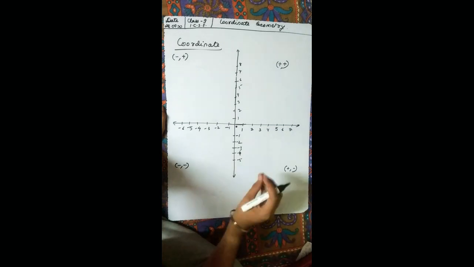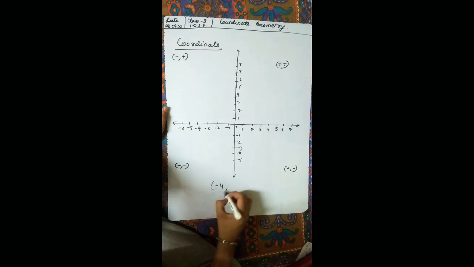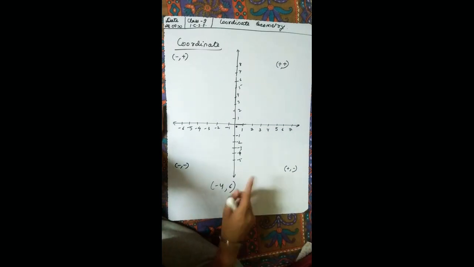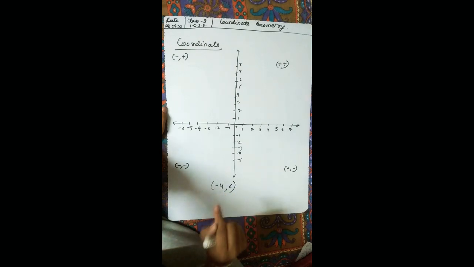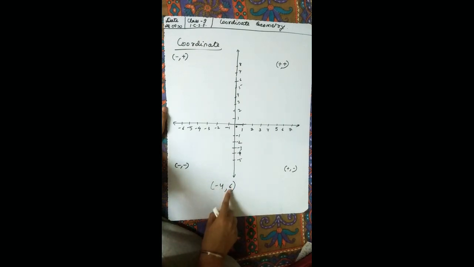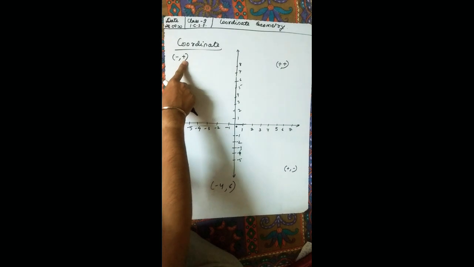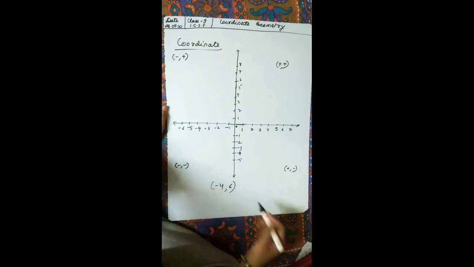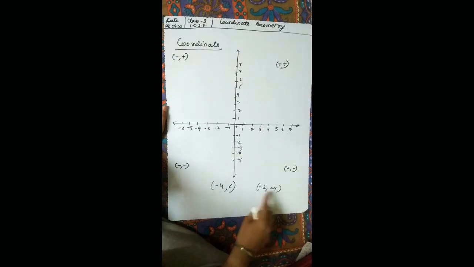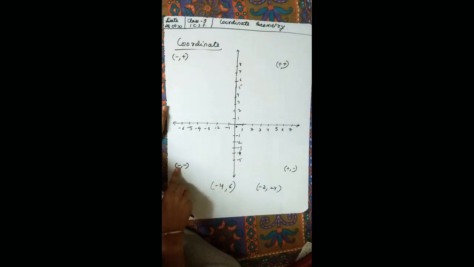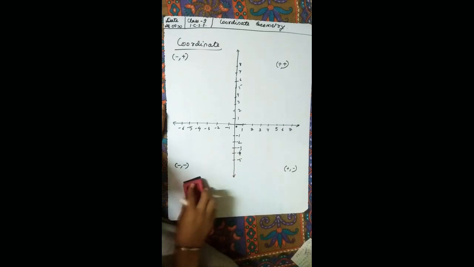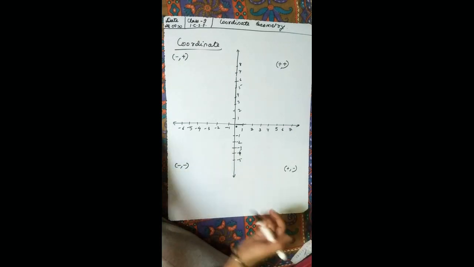Say for example, I'm asking you -4, 6. In which quadrant will this coordinate fall? -4 and 6, so it will fall in the second quadrant, right? -2, -4 falls in the third quadrant. Like that you should know in which quadrant a particular point will fall.